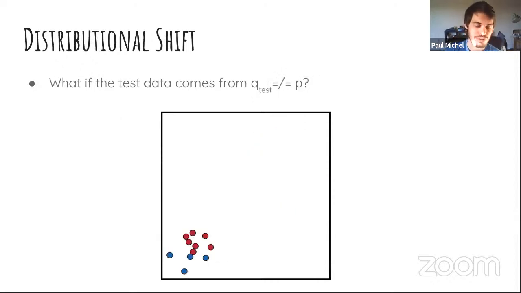When we start having problems, though, is when the test data comes from a different distribution. That's what we're talking about when we say distributional shift: it's a shift of the test distribution from the training distribution.